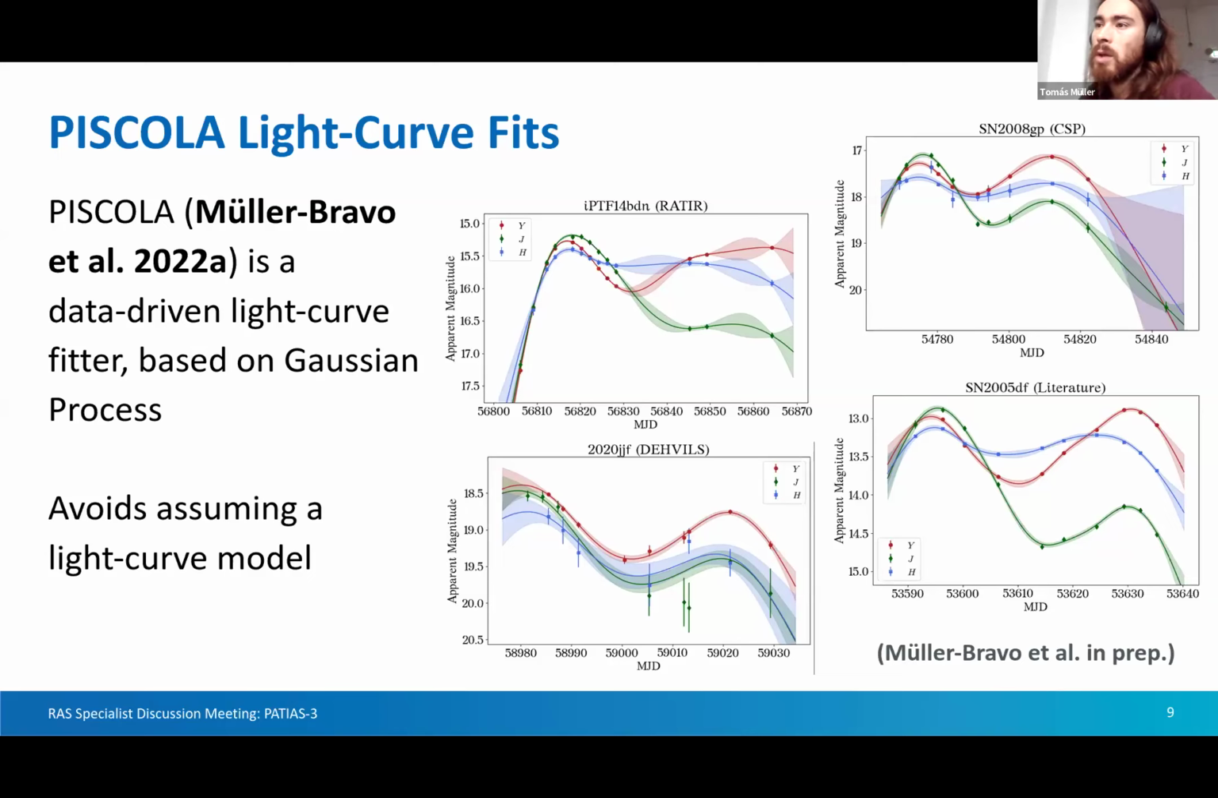However, for this project, I don't want to assume any underlying models for the light curves. So I'm using Piscola, which is a data-driven light curve fitter based on Gaussian process. On the right, you can see some nice examples here. These are supernovae which have first and second peak more or less well covered, and these are fits with Piscola. So again, I'm not assuming any template here. It is all data-driven.